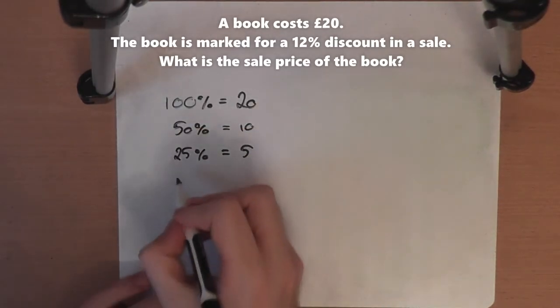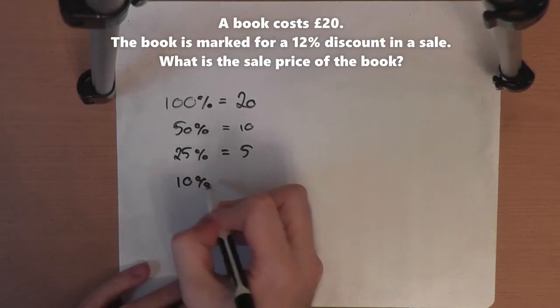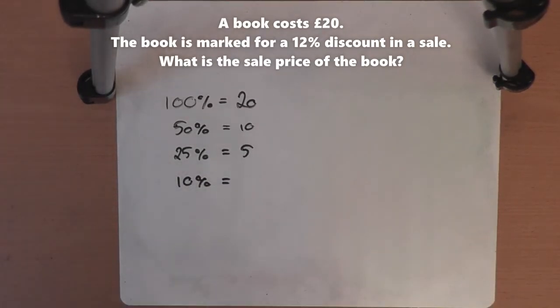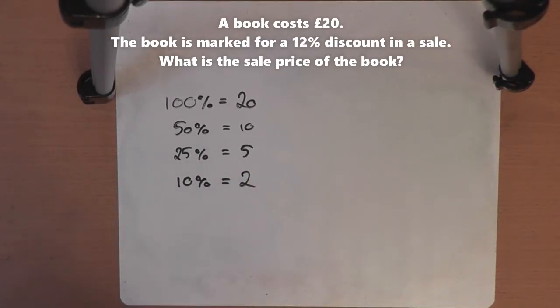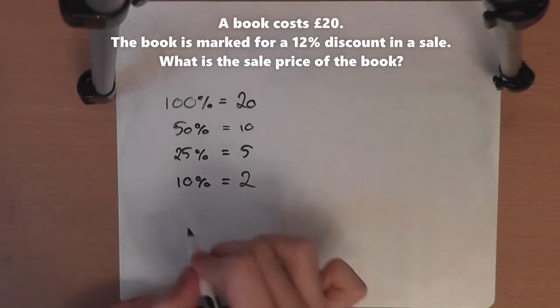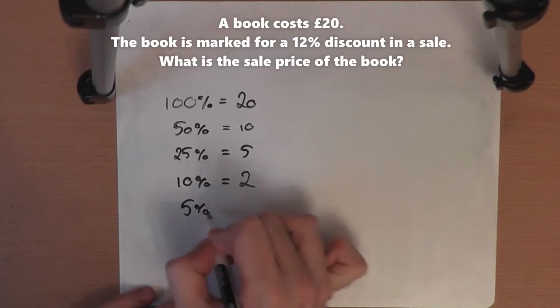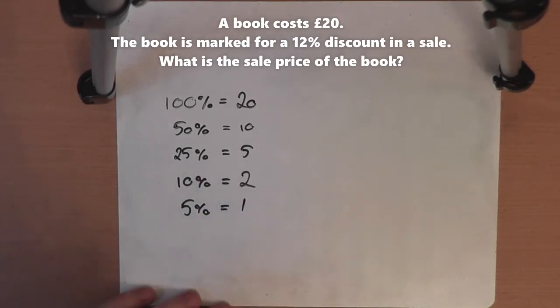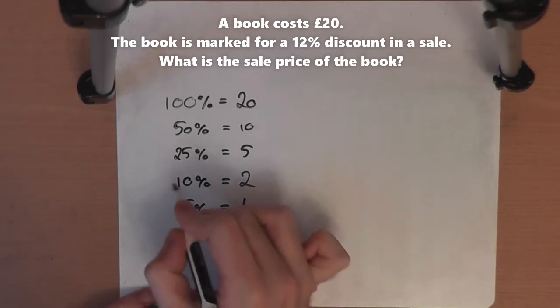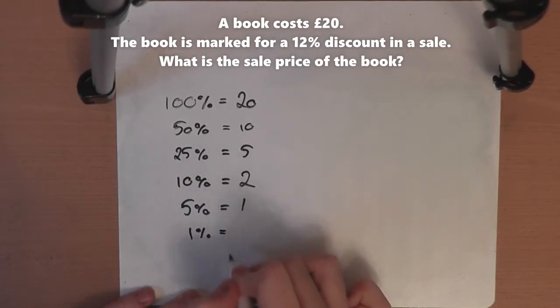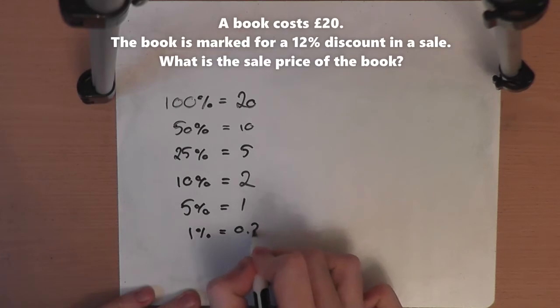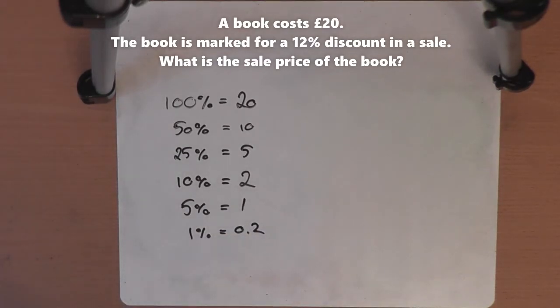Or, from the 100, maybe we could work out 10%. To find 10%, we divide our original price by 10. So 20 divided by 10 is 2, and 10% is 2. We could halve that to find 5%, which gives us 1. Or we could divide the 10% by 10 to give us 1%, and 2 divided by 10 is 0.2, or 20p, if you prefer.